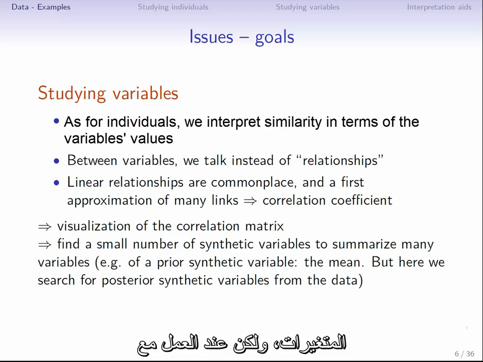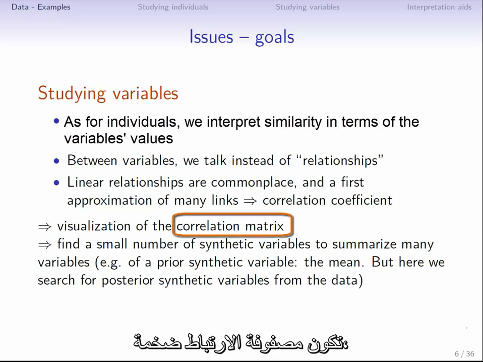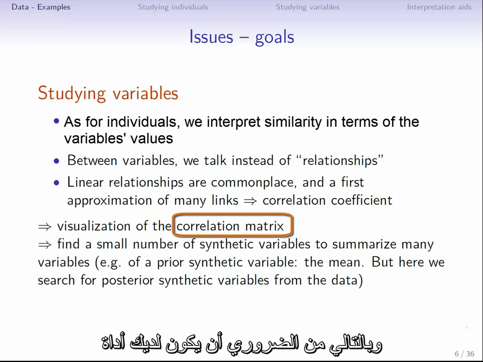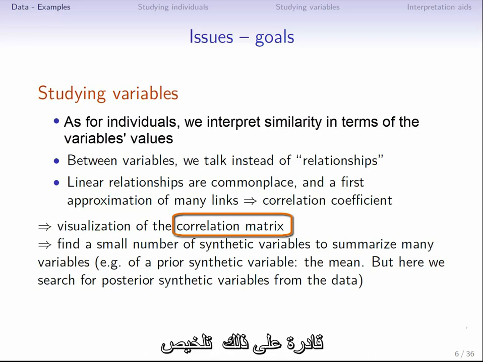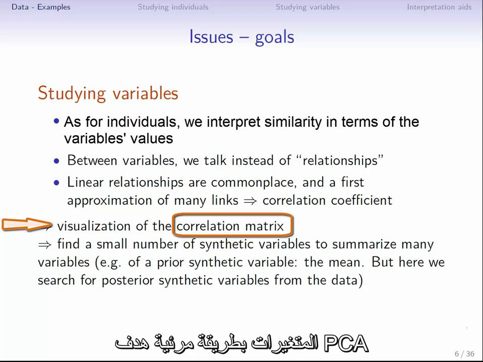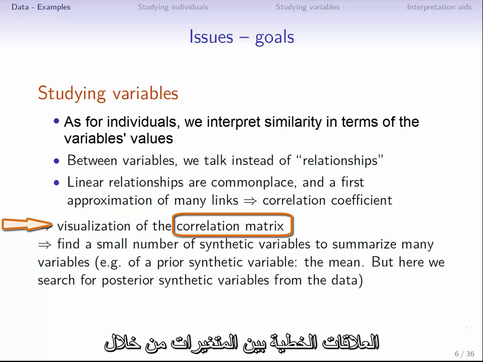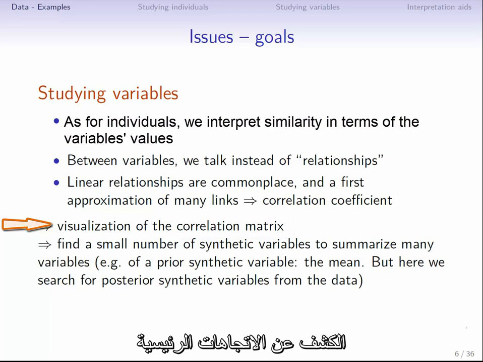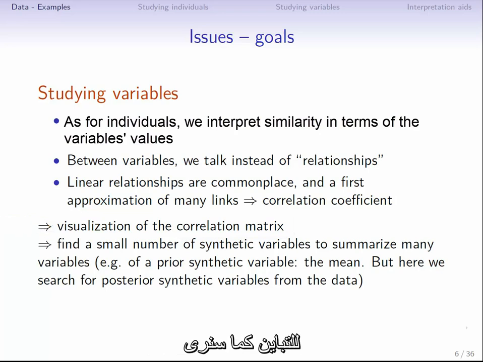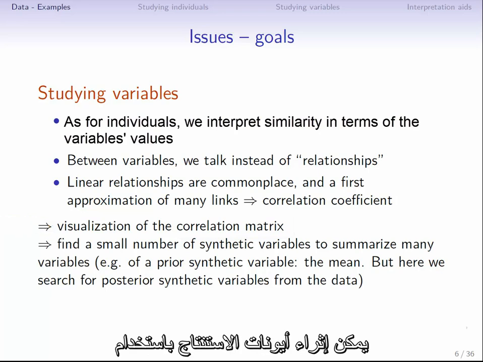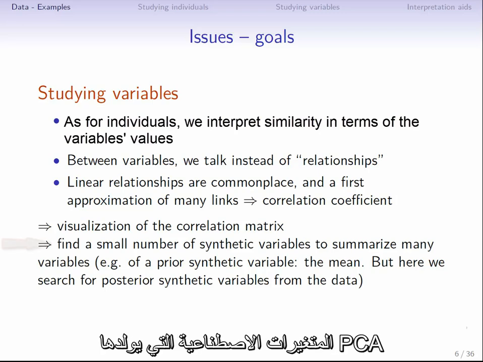However, when working with a large number of variables, the correlation matrix is huge, and it's therefore essential to have a tool capable of summarizing the most important relationships between variables in a visual way. The aim of PCA is to draw conclusions from the linear relationships between variables by detecting the main directions of variability. As we will see, these conclusions can be enriched using the synthetic variables generated by PCA.